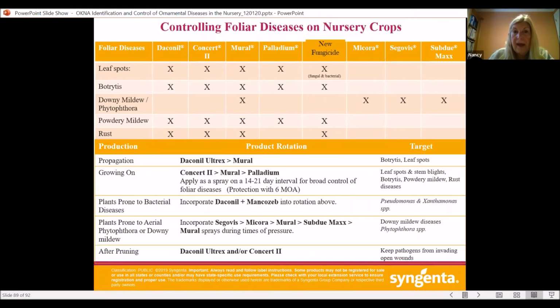We do have a lot of really great chemistry for controlling the foliar diseases. In this slide, I'm giving some general tips. In propagation, you may want to put something on like Daconil, which sticks and stays through the mist, or something like MURAL that will actually penetrate into the tissue in prop and also provide some additional rooting because of the plant health feature that you get with MURAL. Growing on, use a rotation approach. So it is important to keep these things in mind when going forward with your crops.